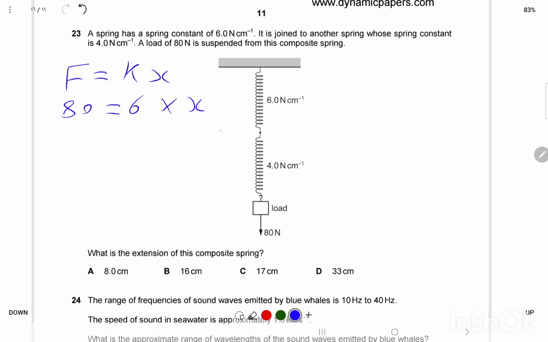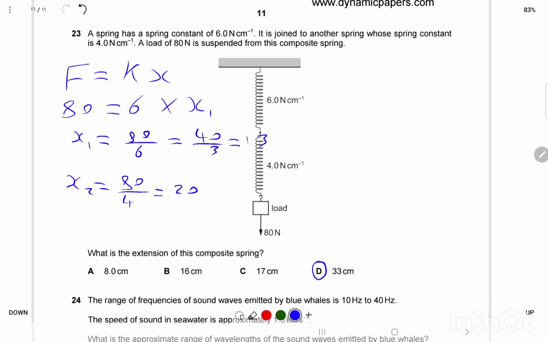So like this we find the first extension. Let's call it extension 1. You can say x1 is equal to 80 divided by 6. Now extension 2, you can use the same logic. For extension 2, it's 80 divided by the constant, which is 4, and this will be 20. Now 80 divided by 6 is 40 divided by 3, which is almost 13. So if you add 13 plus 20, you get option D.